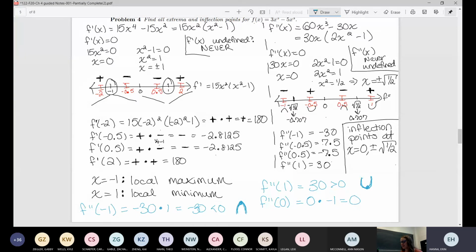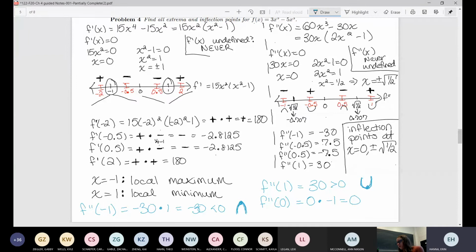Someone in my last class asked me how many of these are going to be on the exam. Ones like these where you have to do both types of things, only one of them. But I could have maybe one question where I just ask you to find the extrema, and one question where I just ask you to find the inflection points or something like that. But one where I ask you to find both sets of things for one function, there will only be one of those. So anyway, that's all the content we needed to go through.